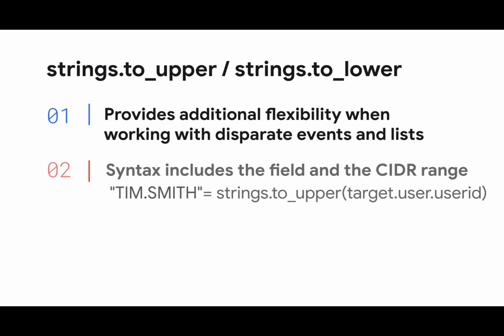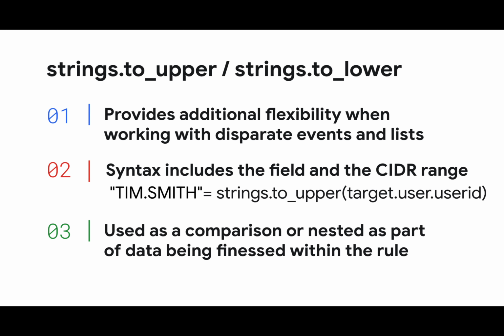As you can see, strings.toUpper or toLower provide additional flexibility when working with fields and values that may have upper, lower, or mixed case in them. This can also extend into different events where a join is needed to link those fields together. The syntax for these functions requires the function and the field that is being converted and can be used as a comparison against a value like this, or the function can be nested with other functions. Nocase is another option we have as well, so know that the function and nocase are both available and choose the one that's best for your needs.